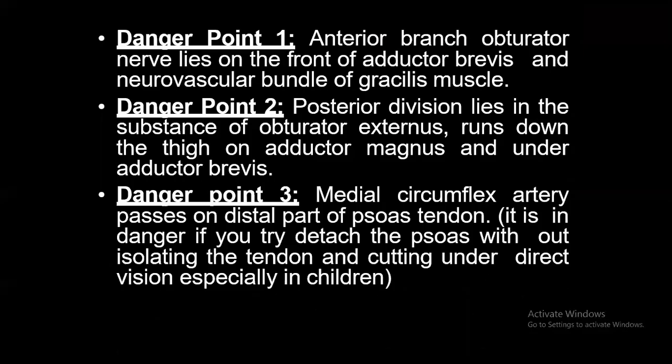In the medial approach, there are many danger points because more neurovascular structures are located in the medial aspect of the hip joint and thigh. Danger point 1: the anterior branch of the obturator nerve lies on the front of the adductor brevis, along with the neurovascular bundle of the gracilis muscle. Danger point 2: the posterior division lies within the substance of the obturator externus and runs down the thigh on the adductor magnus, under the adductor brevis.